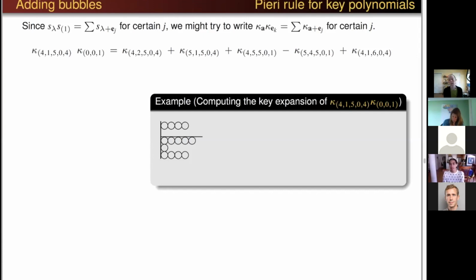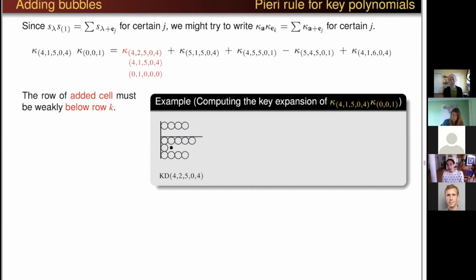So I'm going to add a bubble, and I don't want to do it above row 3. And look, in my first term, if I think about the first term in that expansion, I can think of that as adding a bubble in the second column, second row. And that's exactly what I've done. I've taken the weak composition and I've added a bubble. That is super nice. That's just like Pieri's formula.